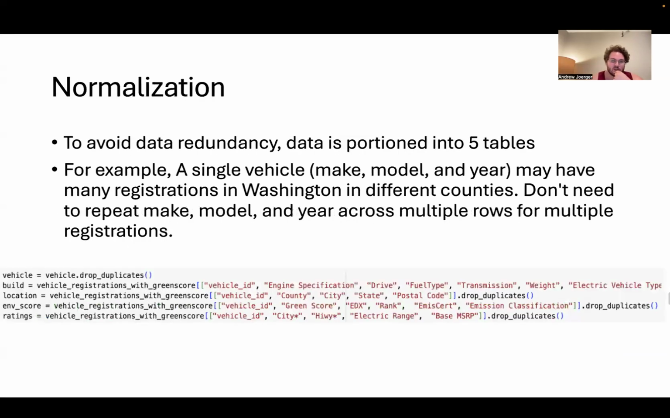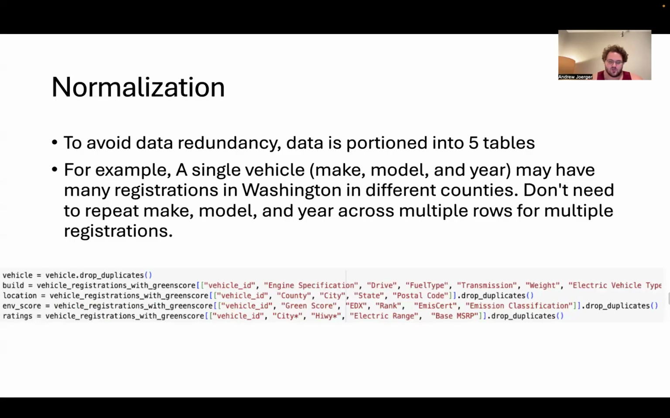To avoid data redundancy, I partitioned the data into 5 tables. The motivation for doing this: we know normalization, and one aspect of normalization is reducing data redundancy. So for example, a single vehicle consisting of a make, model, and year may have many registrations in Washington in different counties. And instead of repeating that data across rows for each registration, you can simply have that in a separate table and have that be referenced in another table.